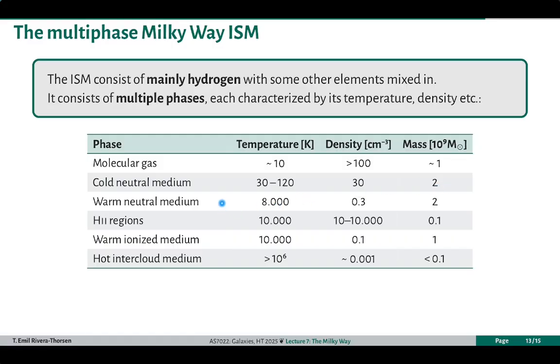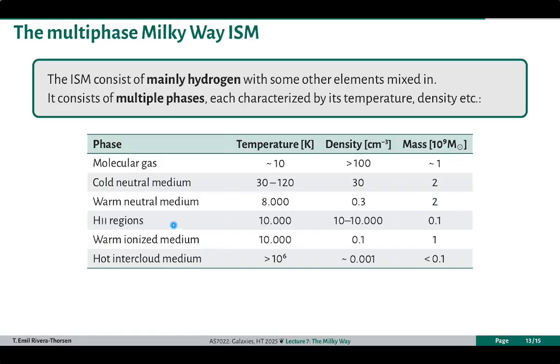Then we have the warm neutral medium, which is located closer to where stars are forming and so on. This neutral medium has suddenly a much higher temperature of up to about 8,000 Kelvin. It has a lower density, about 1% of the density of the cold neutral medium, but about the same total mass as this.